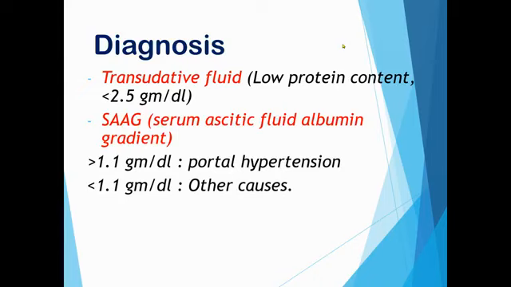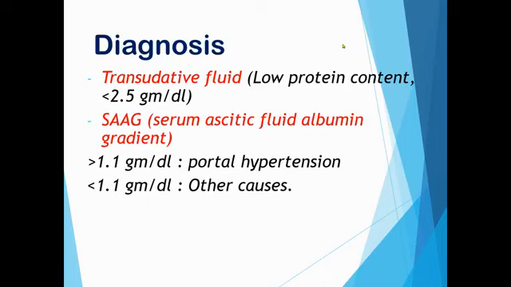So to confirm that this ascites is due to portal hypertension from cirrhosis of liver, we do SAAG. SAAG stands for serum ascitic fluid albumin gradient. So at the same time, we draw the ascitic fluid and the serum from the patient and send it to the lab to see the albumin level. And then we deduct the ascitic fluid albumin level from the serum albumin level. After this subtraction, if the result is more than 1.1 gram per deciliter, then this ascites is due to portal hypertension. And if it is less than 1.1 gram per deciliter, then you have to think for other causes.